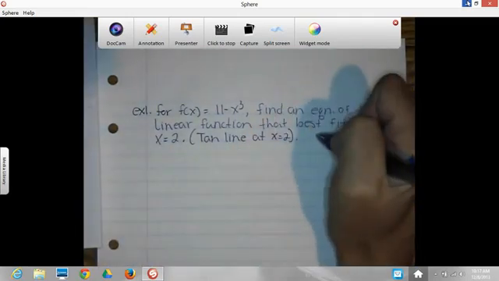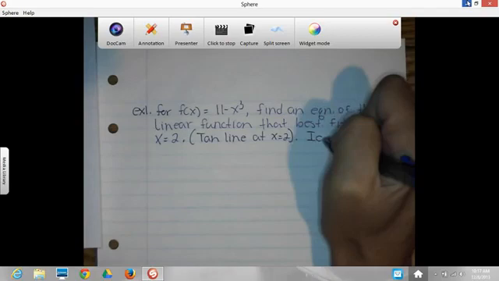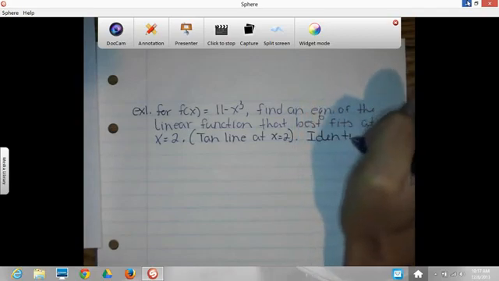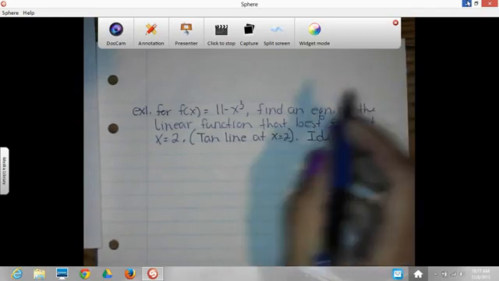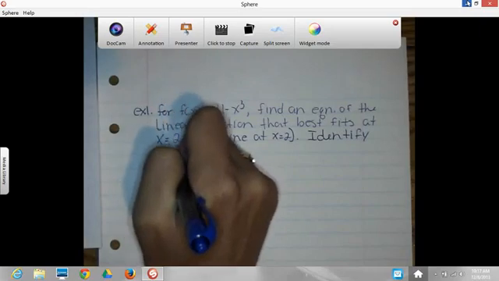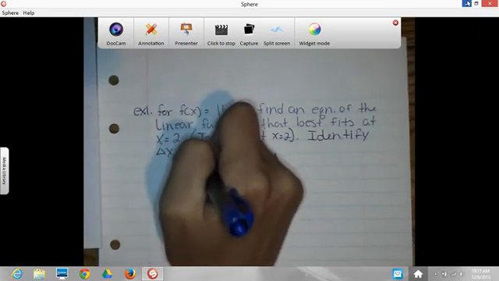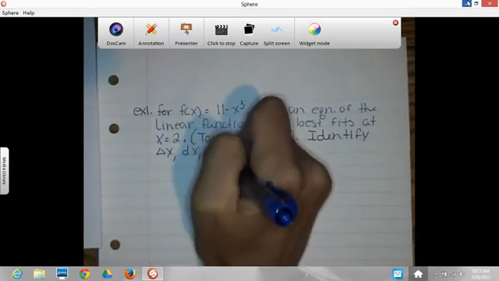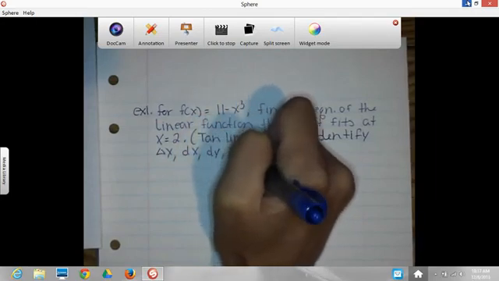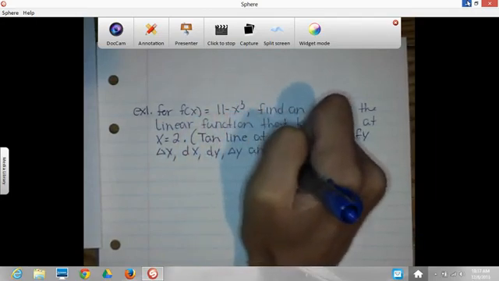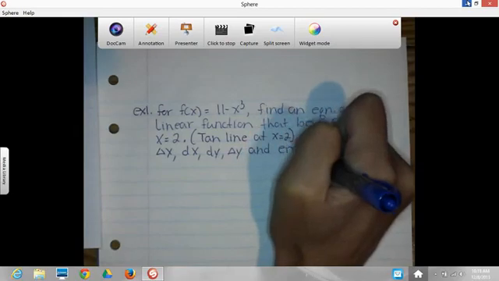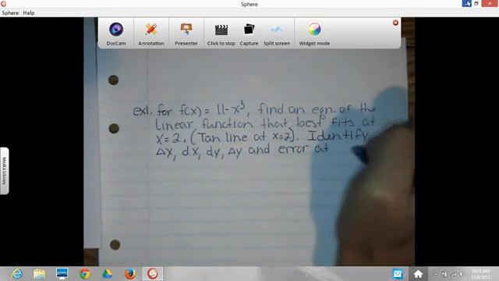I want you to be able to identify delta x, dx, dy, delta y, and the error at x equals, I'm going to go 1.9.